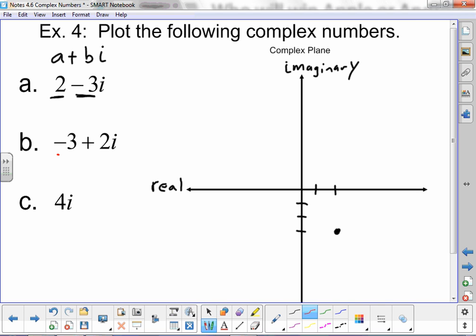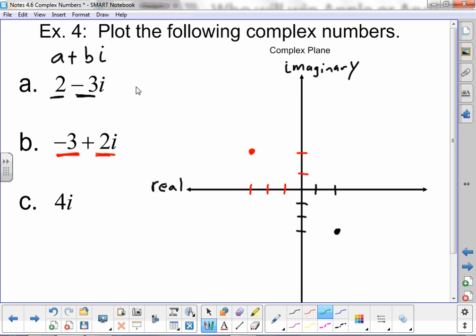Now let's try this one. So this one, your real number is negative 3. So you're going to go to the left 1, 2, 3 on your real. Your imaginary part is a positive 2. So you're going to go up 2 on your imaginary line. And there's that point. Okay.